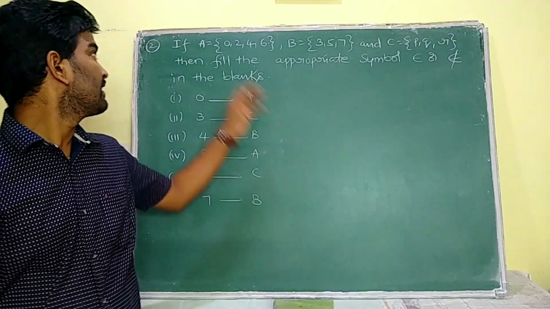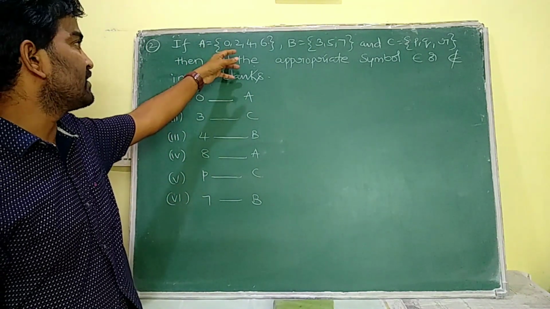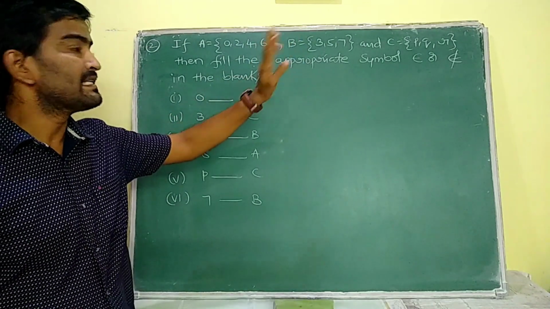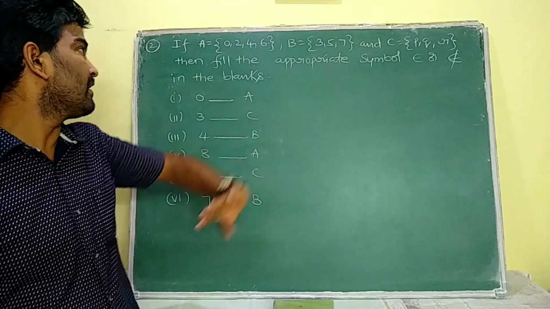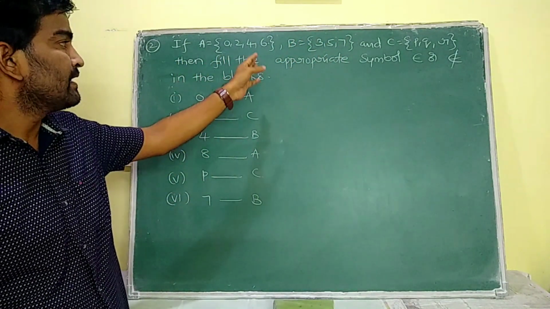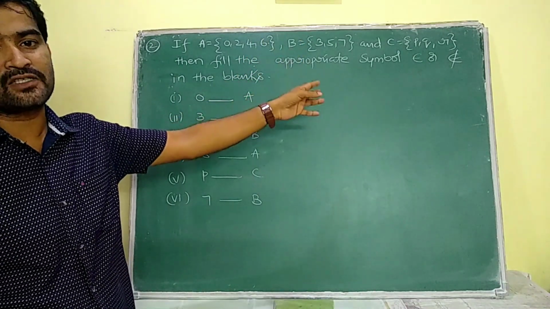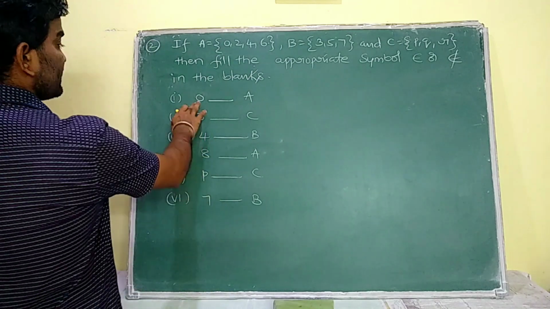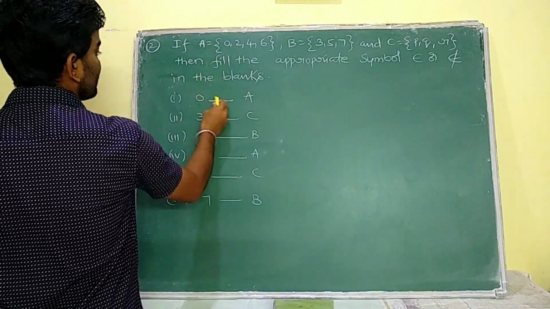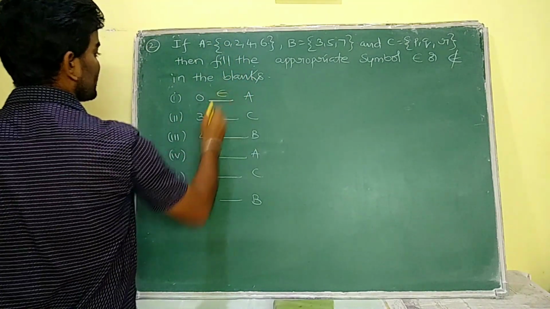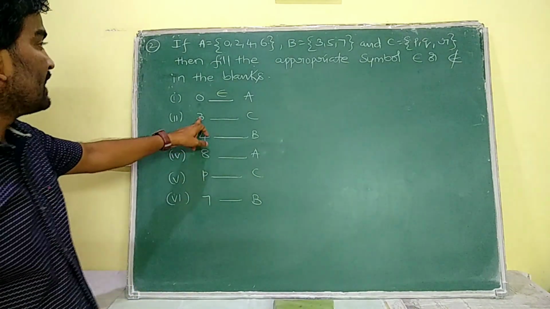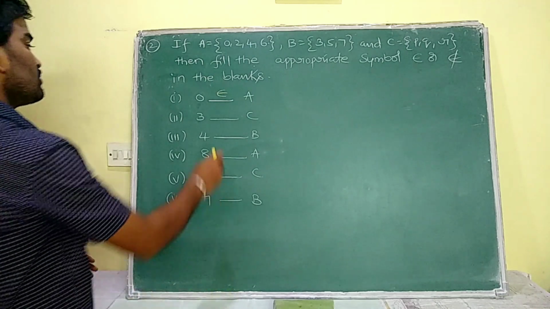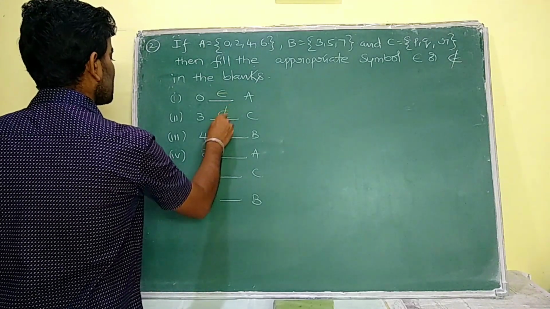Here is the second question. If A is equal to the set {0, 2, 4, 6}, B is equal to {3, 5, 7}, and C is equal to the set {P, Q, R}, then fill in the blanks with the appropriate symbol, belongs to or does not belong to. Is 0 there in set A or not? Yes, it is there in the set, so I will write belongs to. Does 3 belong to C? No. So 3 does not belong to C.